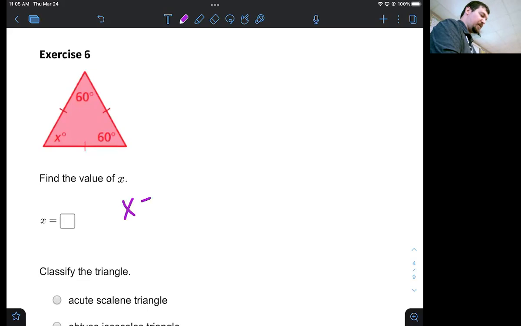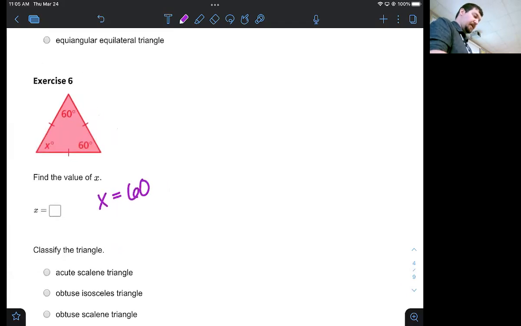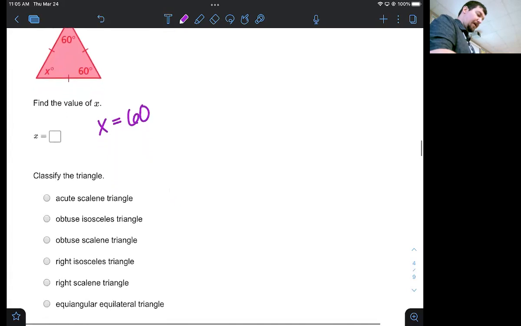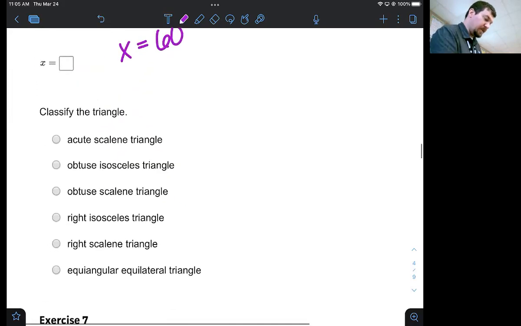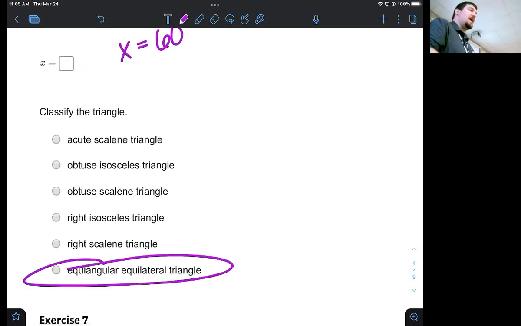60. Yeah, didn't we say yesterday, I think, that all equilateral triangles are equiangular? And if they're equiangular, take 180 degrees and split it 3 ways. All equiangular triangles have to be 60 degrees. That's right. So this X is 60. And then there should be an option that says either acute equilateral or, there it is, equiangular equilateral.